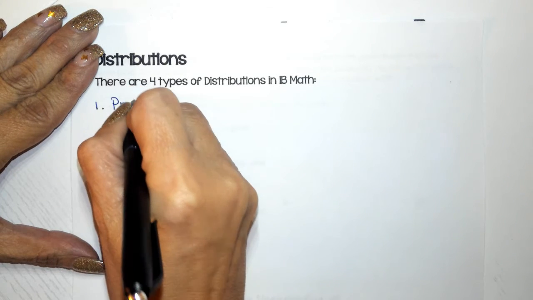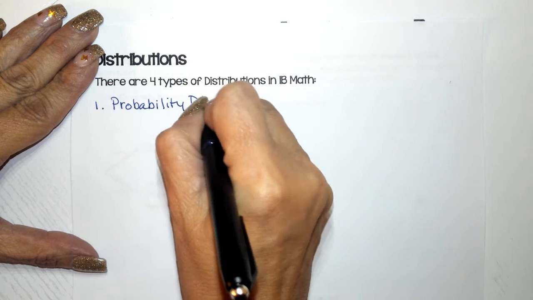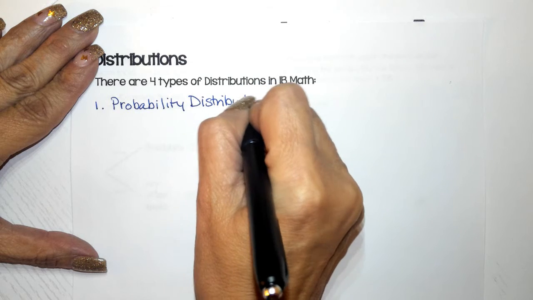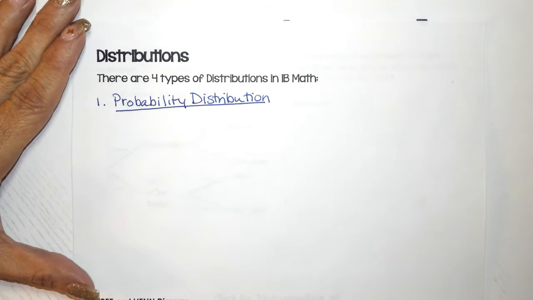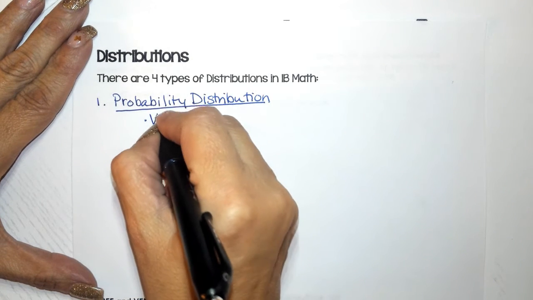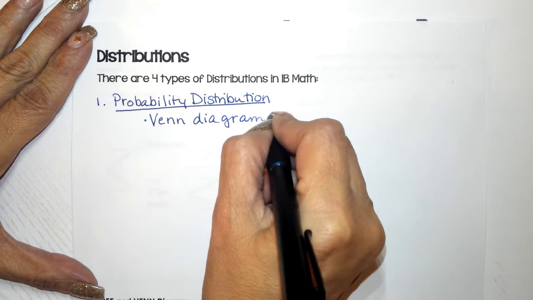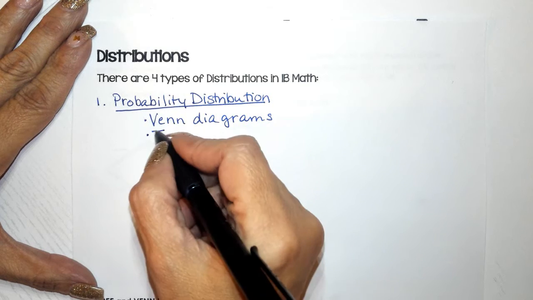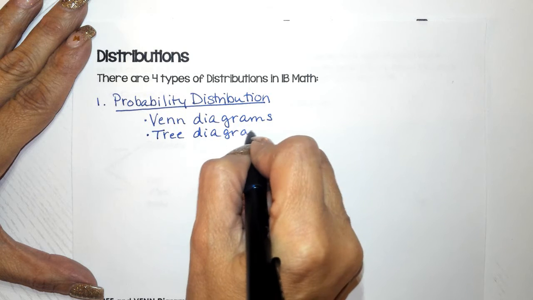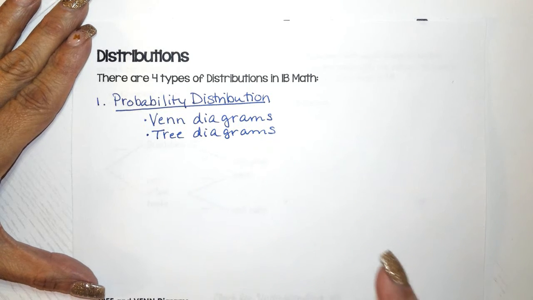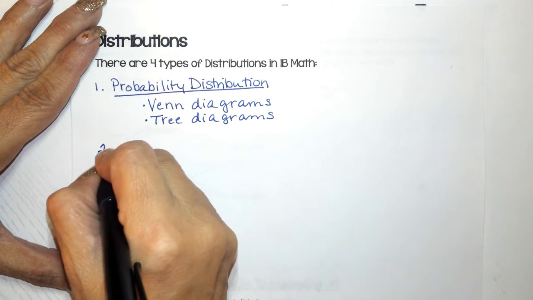So the first one we're going to do is the probability distribution. That's the first one. It's my favorite, not going to lie. It is Venn diagrams, which is what we're going to do today, and tree diagrams. I love both of these. They are so easy and a lot of fun. I have seen some of the kids use these in their IA. I love it when we get to do them.